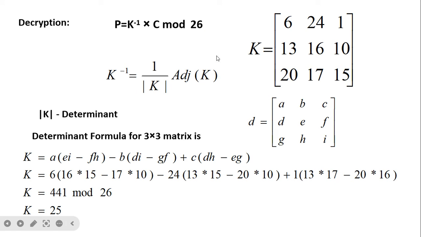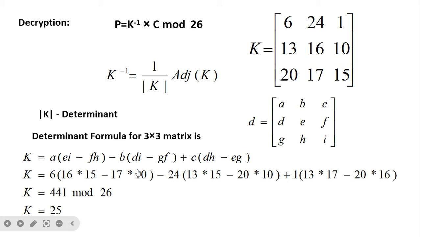So this is the formula for K inverse, that is 1 divided by determinant of K into adjoint of K. So first we will find out the determinant. Now the matrix is 3x3. So the formula for the 3x3 determinant is A into (EI minus FH). For the middle term we take the minus B into (DI minus GF), and for the third, plus C into (DH minus EG).